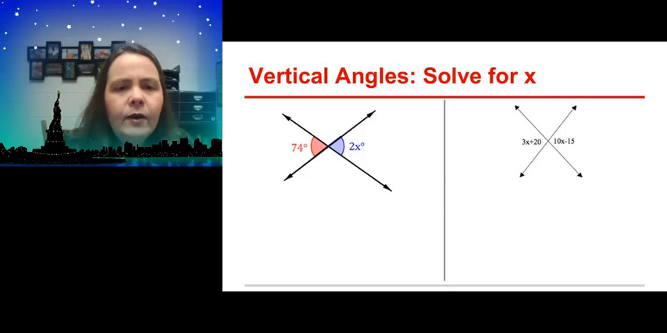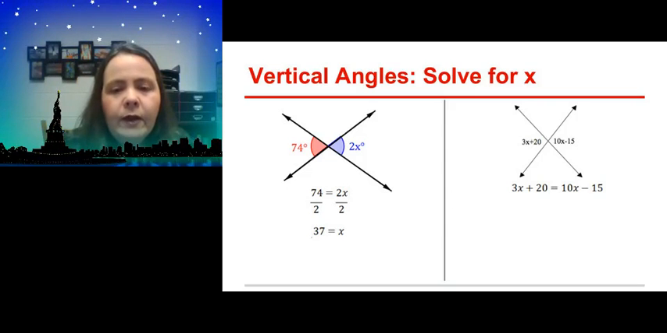All right, here we're going to solve for x, and in the first example we have 74 degrees and 2x degrees. So we know that 74 must equal 2x because those 2 angles are vertical. So 74 equals 2x. I'm going to divide both sides by 2, and then when I simplify, I have 37 equals x. And then on the right-hand side, I have 3x plus 20 and 10x minus 15. Those 2 expressions are equal.